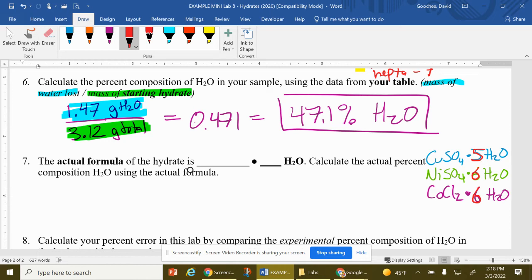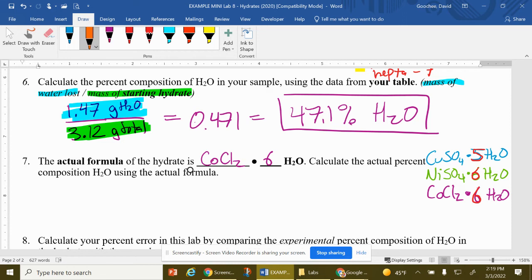So it turns out that in this sample lab I did, I happened to get the right answer. All right. It wasn't perfect. I had to round it, but I got approximately the right answer. You might get the right answer for your compound, or your answer might be wildly incorrect. All right. And we'll sort that out. So the actual formula for the hydrate in my case was CoCl2 6H2O.